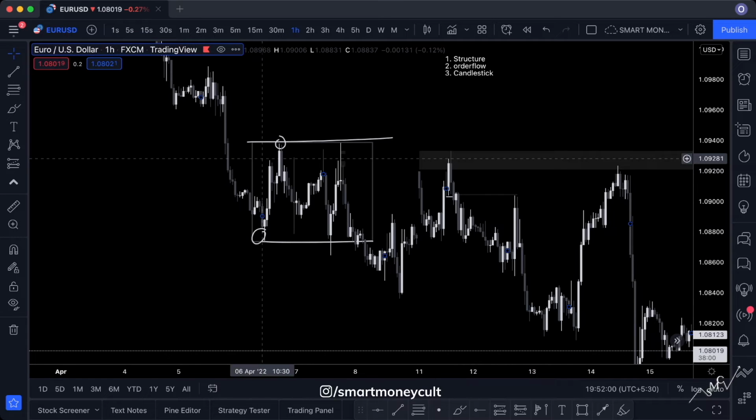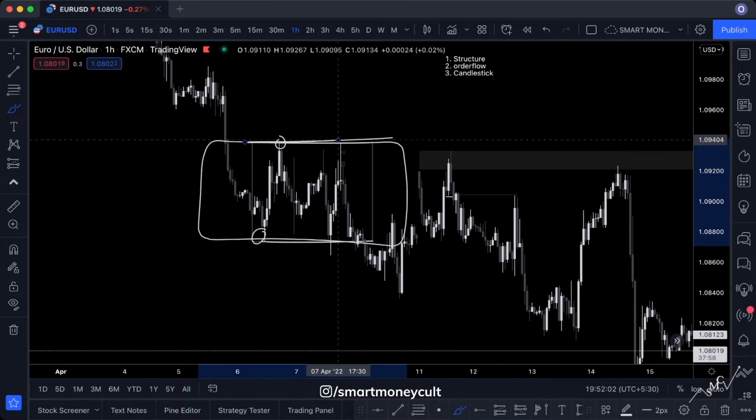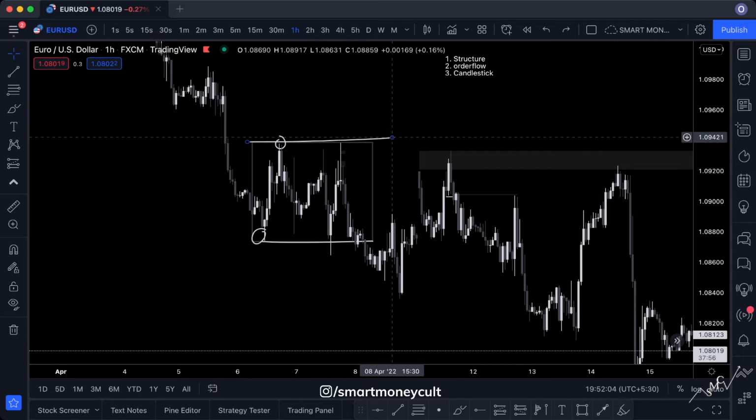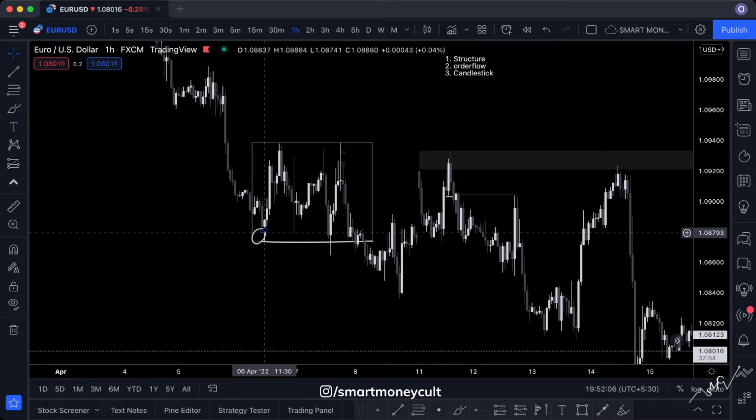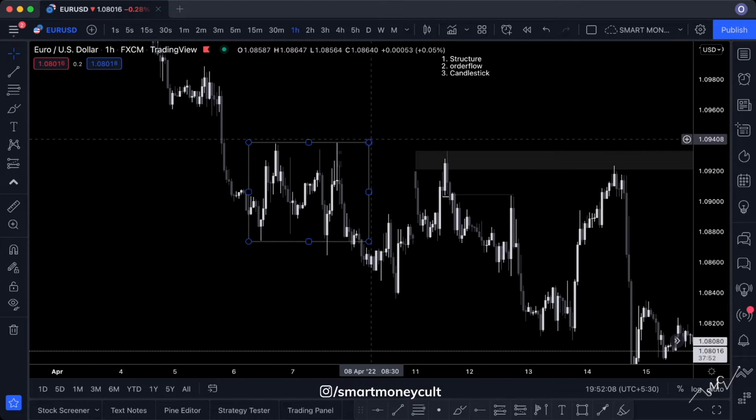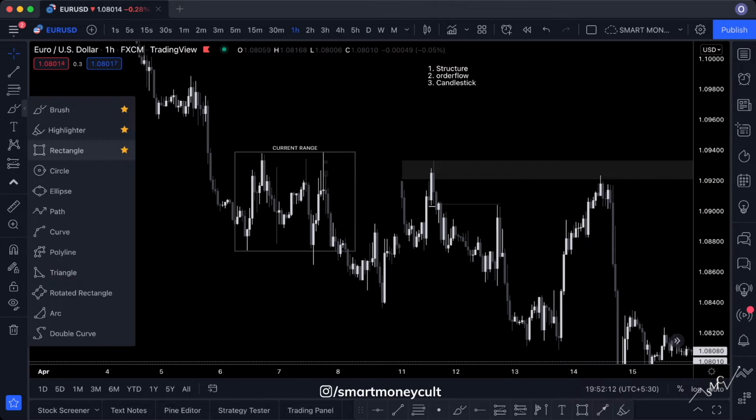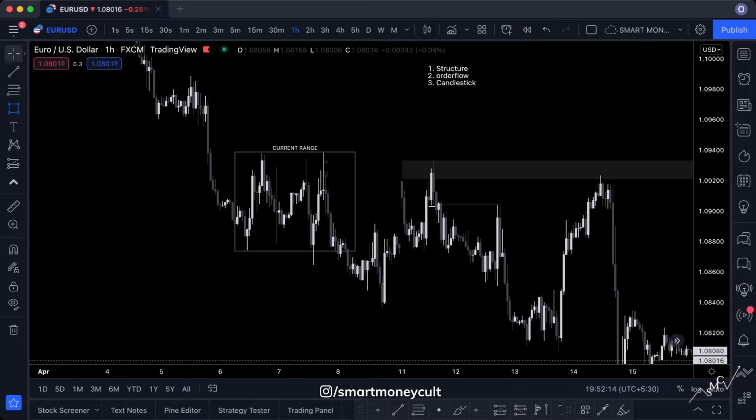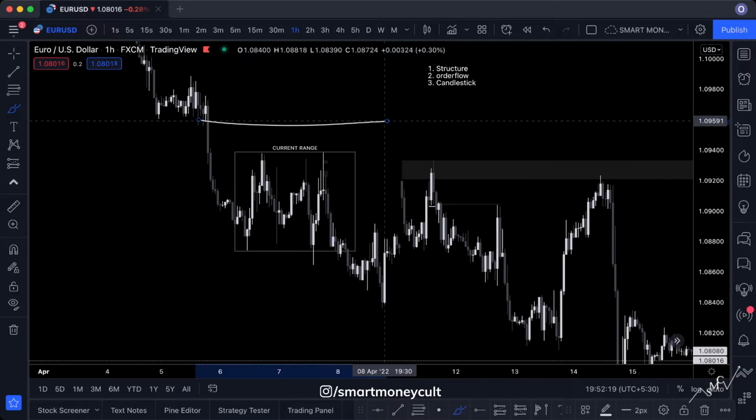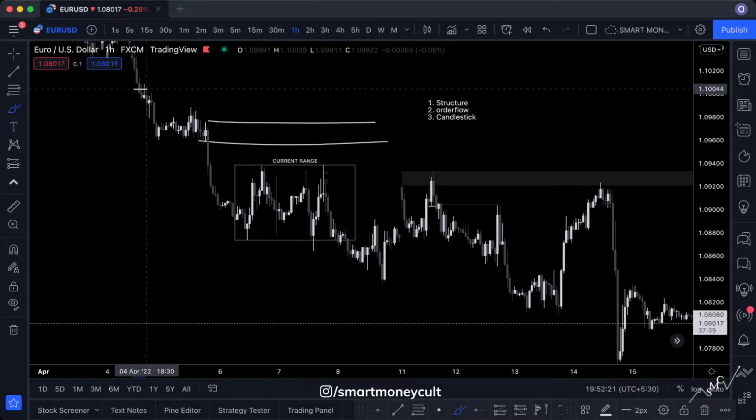This is your operational range. It's what I like to call it. It's your operational range as a trader, as a swing trader, or whatever you are. So this is my current range. I know that my points of interest are going to be only within this range. It's not going to be this, or it's not going to be this, or anything at all.